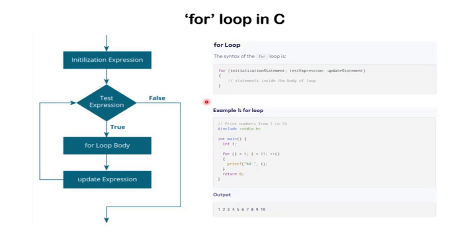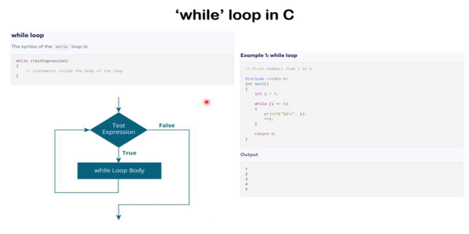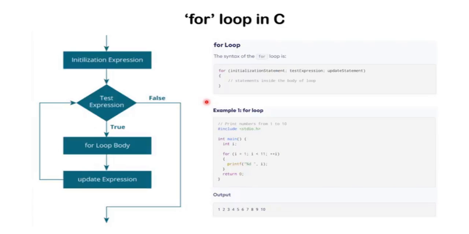Now coming to loops. In C language, if we need to run a set of lines multiple times based on some conditions, then we make use of loops. In C language there are three different types of loops: for loop, while loop, and do while loop. If the number of iterations is known to us, only then do we make use of a for loop.